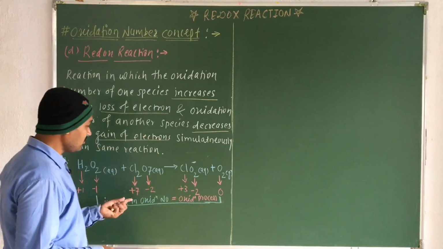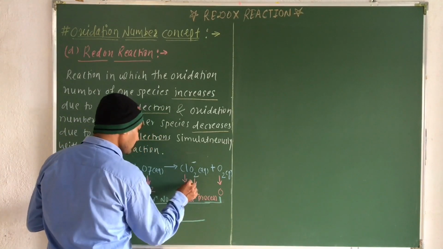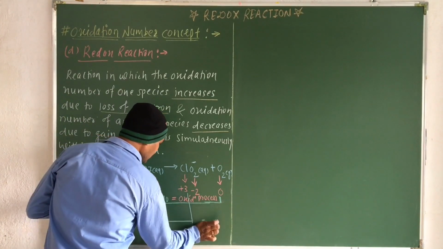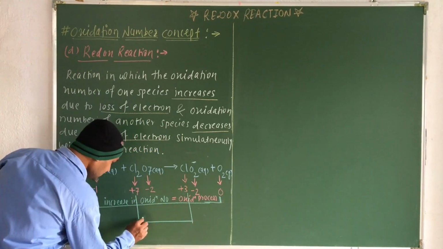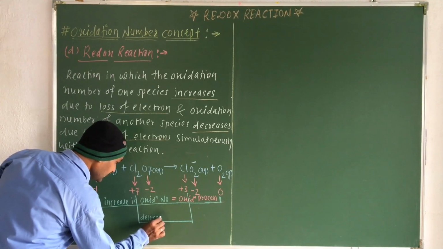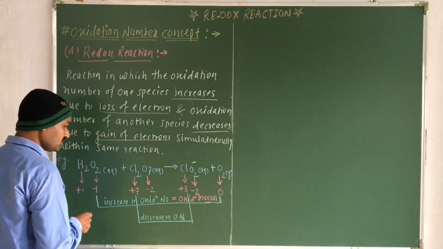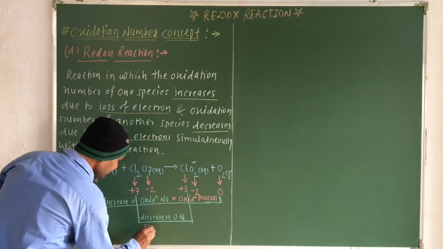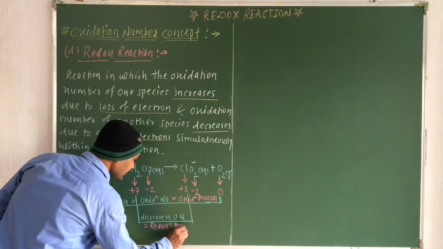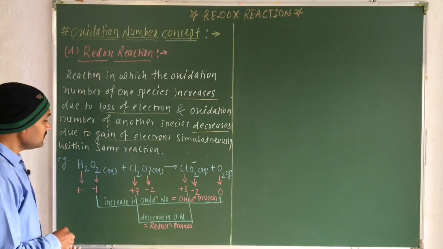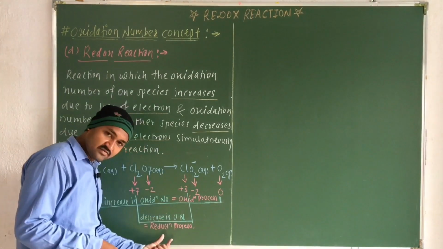Now let us find out what happens here. The oxidation number of your chlorine changes from +7 to +3. So there is a decrease in oxidation number. Therefore this will be the reduction reaction or reduction process. That's it. Now again identify which acts as an oxidizing agent and which acts as a reducing agent. Easily find out this one.